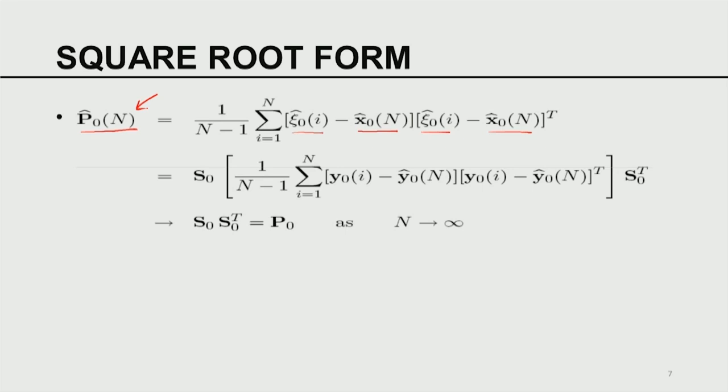Now, using the transformation, I can also rewrite line 1 as line 2. And the quantity within the parenthesis, as N goes to infinity, goes to I. That is because the quantity in parenthesis is a sample estimate of the covariance of y. The actual covariance of y is I. So, in time it will go to I. So, the whole thing reduces to, for large samples, S naught times S naught transpose is equal to P naught. Therefore, the estimate of the analysis covariance at time 0 converges to the actual covariance P naught as N, the number of samples, goes to infinity.